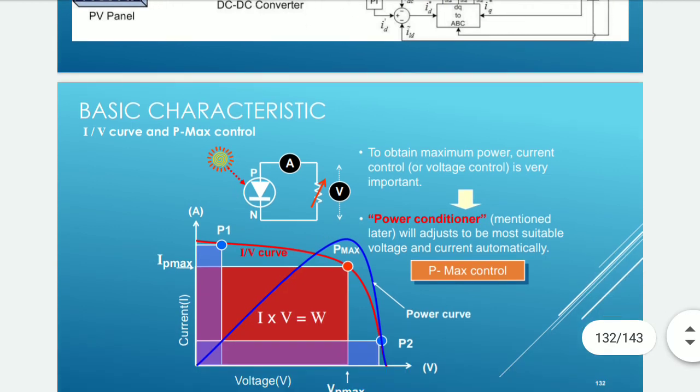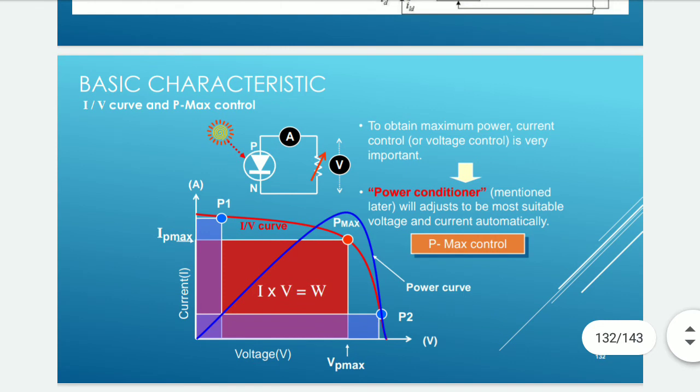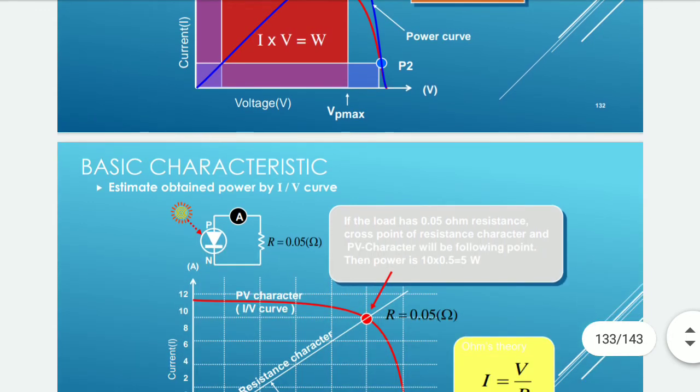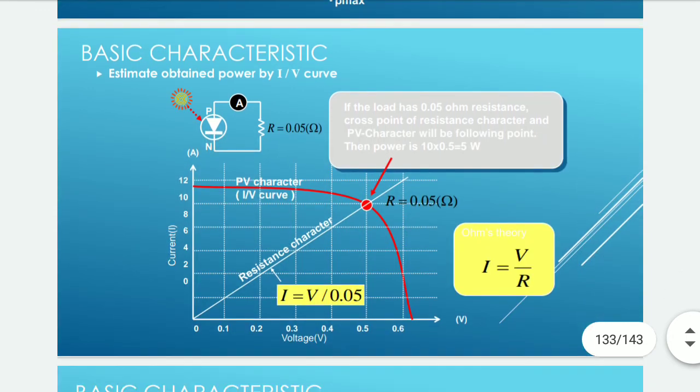This is the basic characteristic: IV curve and maximum power. To obtain maximum power, current and voltage control is very important. The power conditioner will automatically adjust to the most rated voltage. Basic characteristic: IV current, P maximum control. Basic characteristic: estimate the obtained power from the IV curve.